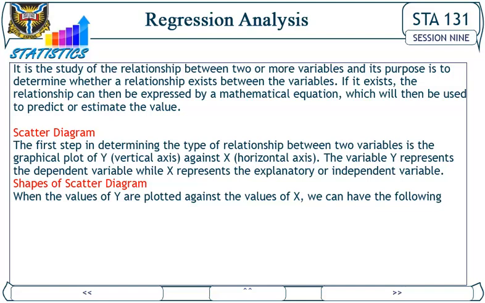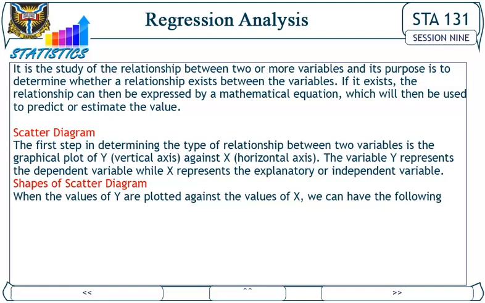The first step in determining the type of relationship between two variables is the graphical plot of y, vertical axis, against x, horizontal axis. The variable y represents the dependent variable, while x represents the explanatory or independent variable.